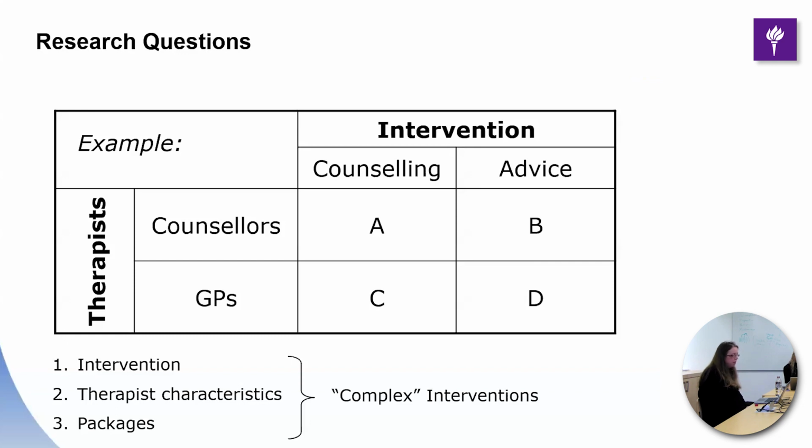So in this particular case, it would be counselling given by counsellors compared to advice given by GPs. And what you're doing in there is you're entirely confounding the intervention with a therapist characteristic. Having said that, people are generally interested in comparing counselling to advice. So you get a mismatch between what the trial is trying to do, which is comparing counselling to advice, with what it's designed to do, which is comparing counselling by counsellors to advice by GPs.